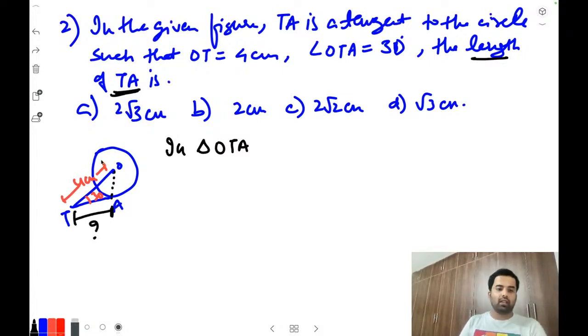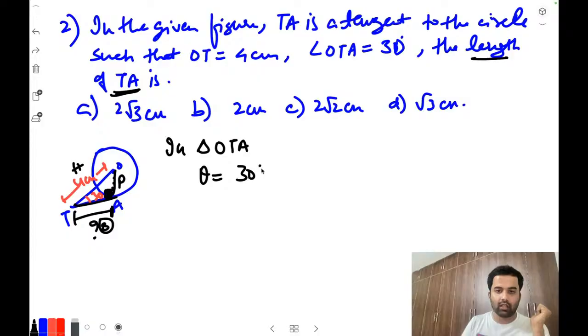As you see here, this is our 90 degrees, because this is the radius and this is our tangent. According to that, this is the p value, this is the height, and this will be the base. Correct? Here we have the theta value, which is 30 degrees. Then we have the h value, that is 4 centimeter. We have to figure out the base. Base is only the TA.